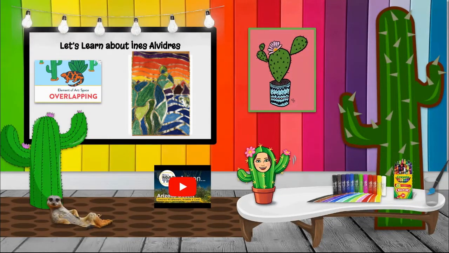Today we're going to be talking about Ines Alvidres. I have some examples of overlapping, a video of the Arizona desert, and some more things.